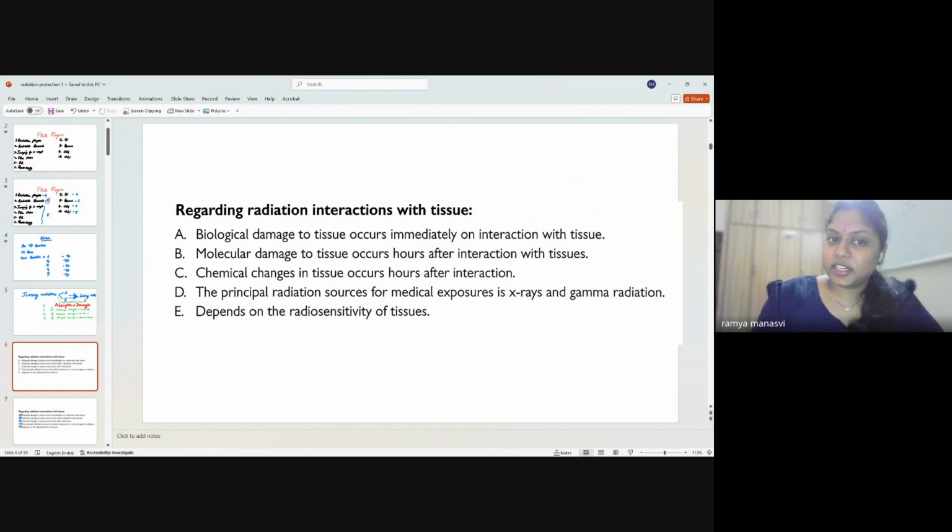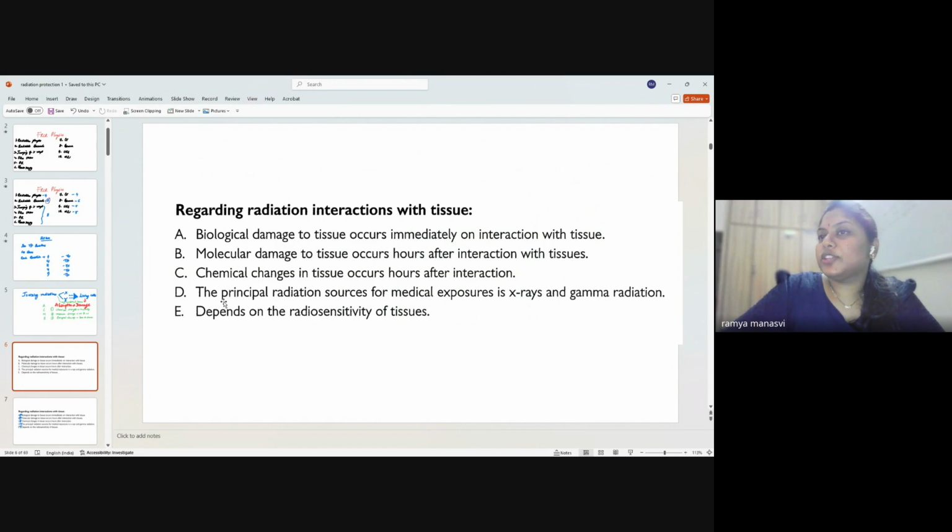Chemical changes will happen immediately. Molecular damage to tissues occurs hours after interaction with tissues. Is it true or false? No, that is also false. Chemical changes in tissues occurs hours after interaction. That is also false. It happens immediately.